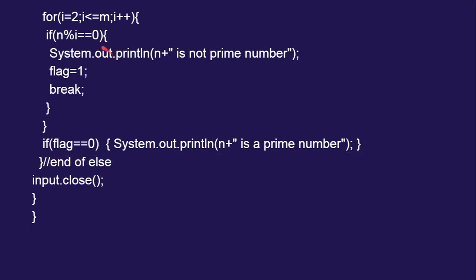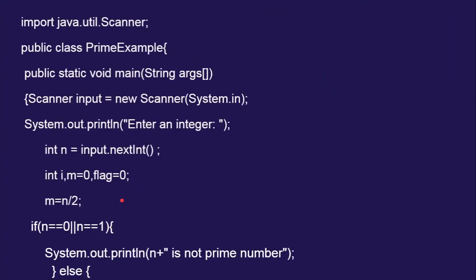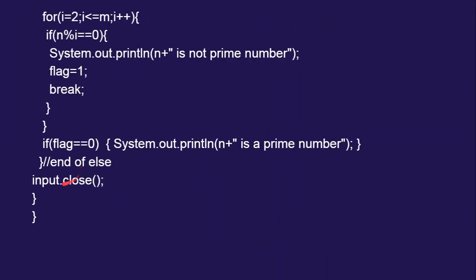Now, previously we opened a few braces, and those are closed here, and then the else is closed here. Finally we have to close the input object, because we opened the input object in the previous slide to get the values. Once it is created, it allocates some space, and when we are finished using this object we have to close it. So input.close, and then close the braces.